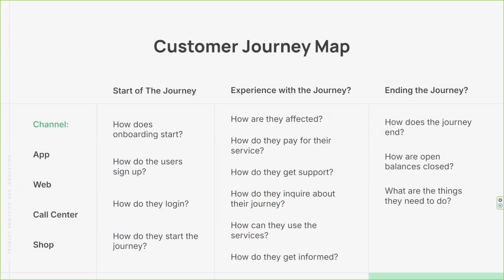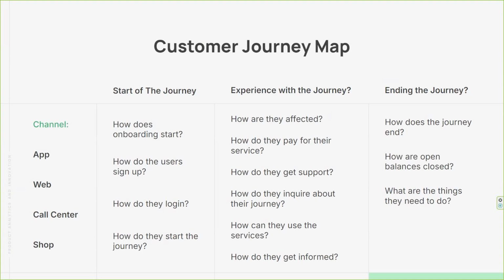And then looking at the end point of things, how would this journey end? Are there some balances that need to be paid? Do they need to unsubscribe from something? What are the things that they need to do so they would offboard from this specific journey? And this could be literally anything. It could be a shopping experience.